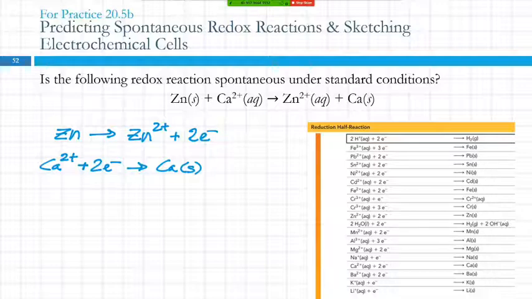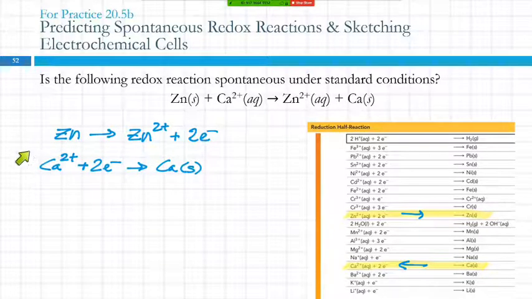And then I'm going to look these up in my table. Calcium's here, and zinc is, where'd you go? Zinc's here. This will be spontaneous if zinc is doing this and calcium is doing the opposite. That would be spontaneous.